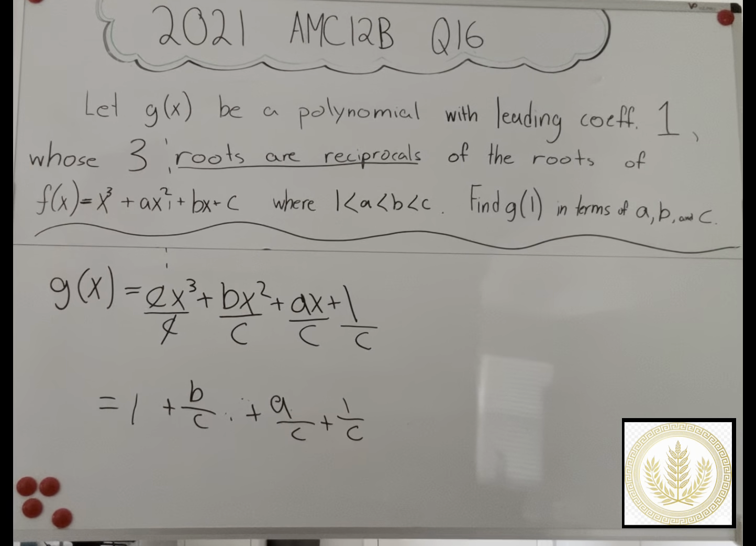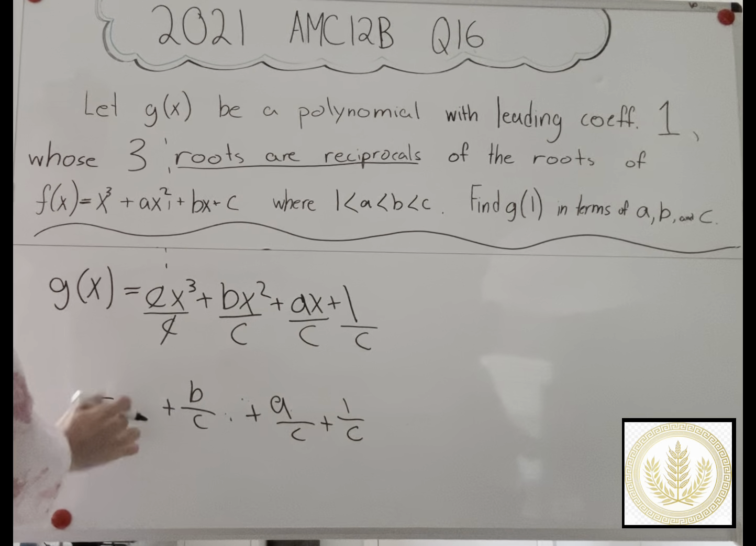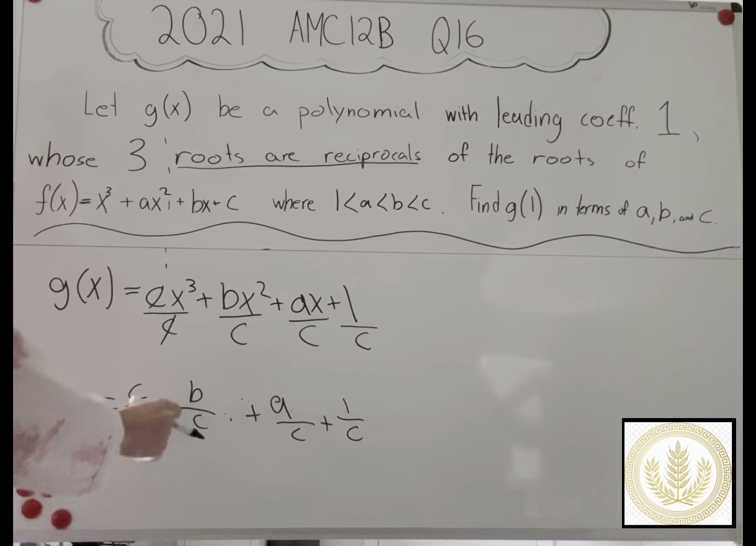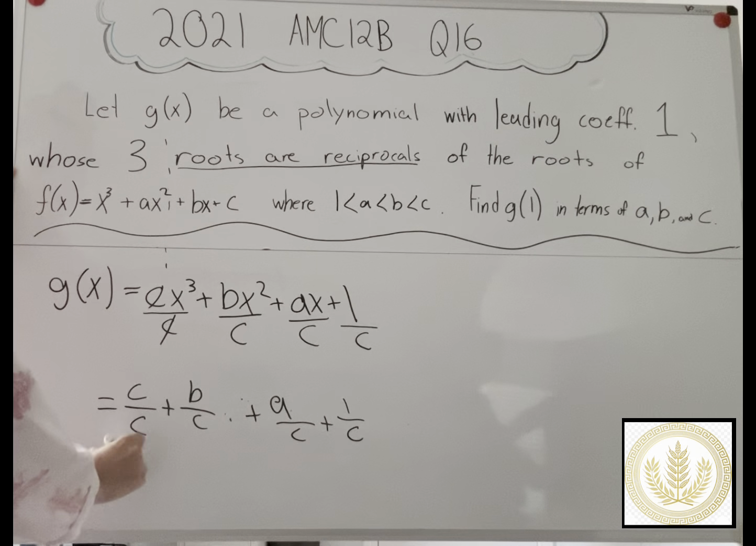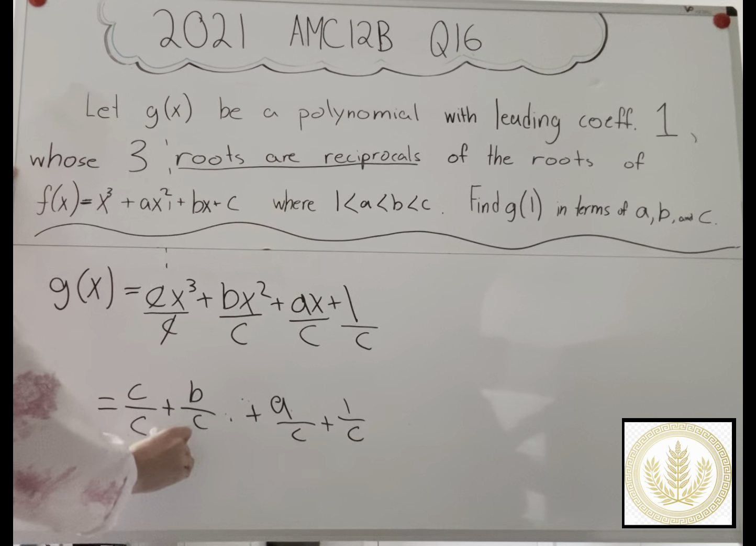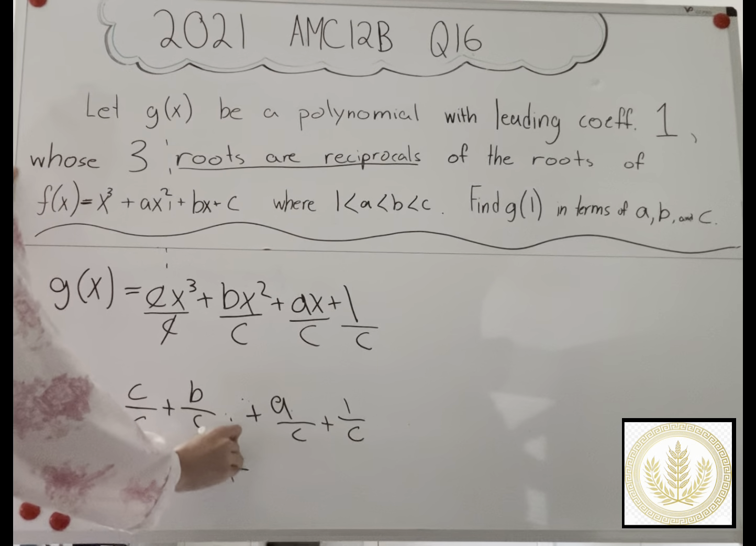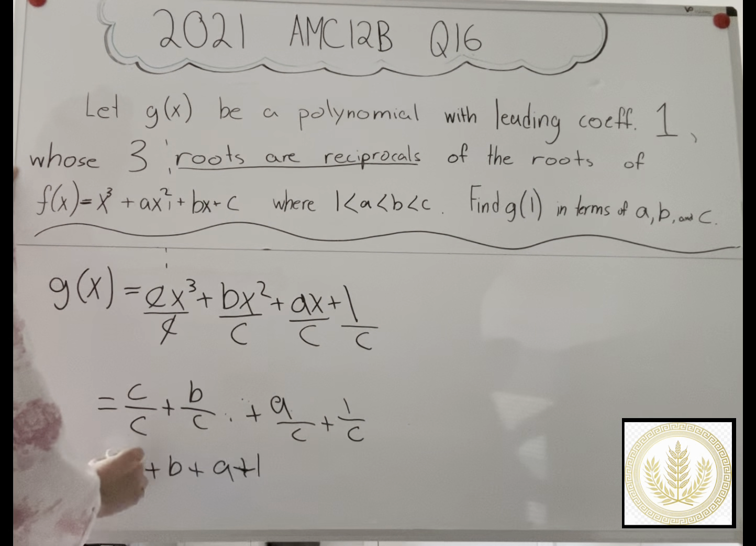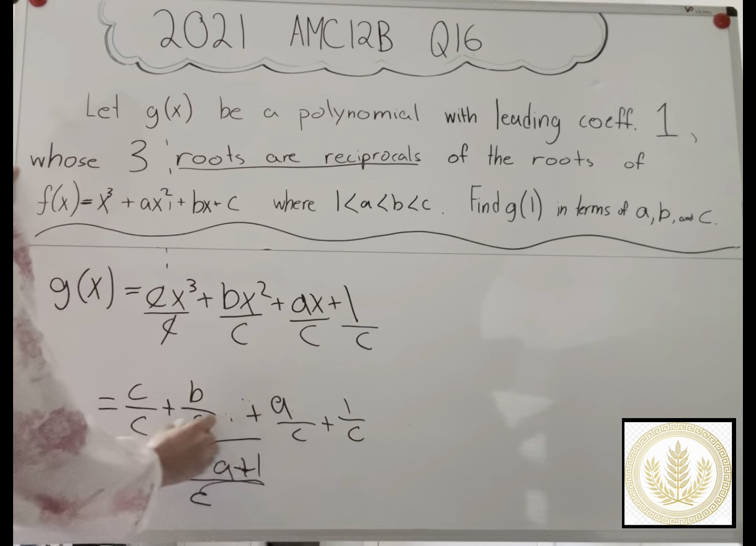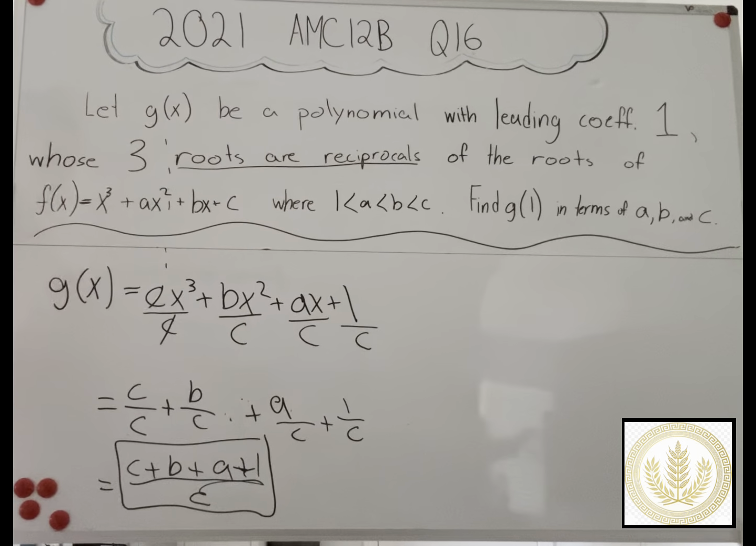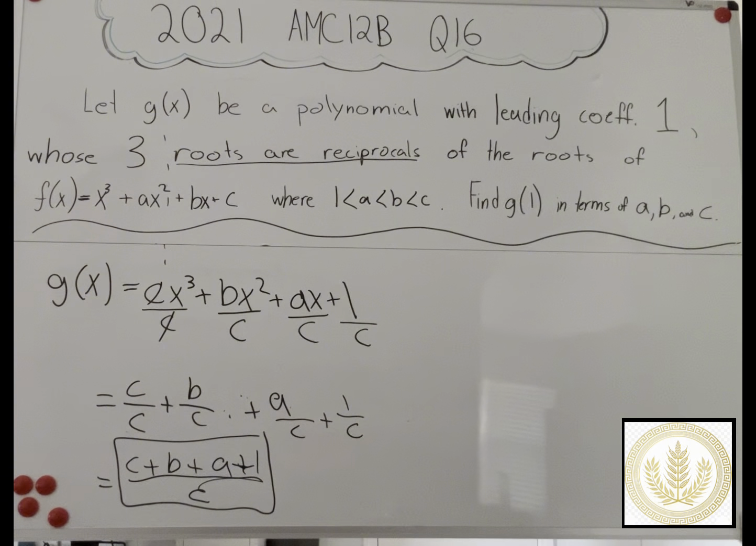So all that's left to do is find a common denominator. So 1 we can rewrite as c over c. And now we have a common denominator. So all we do is add c plus b plus a plus 1, all over c. And that is our final answer. We can confidently select choice A on our exam.